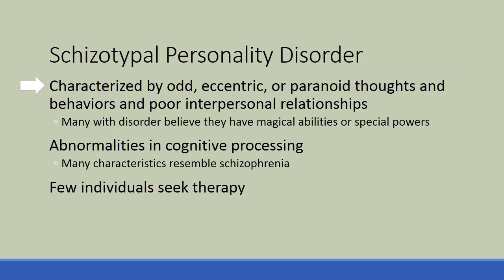There may be thoughts that certain events have a special meaning just for that person, like seeing a TV commercial and thinking that the commercial was just for him or her. There may be suspiciousness and paranoia, such as walking down a crowded street and seeing a group of people laughing and thinking that they're laughing at him or her. There are abnormalities in cognitive processing, and many of these characteristics resemble schizophrenia.